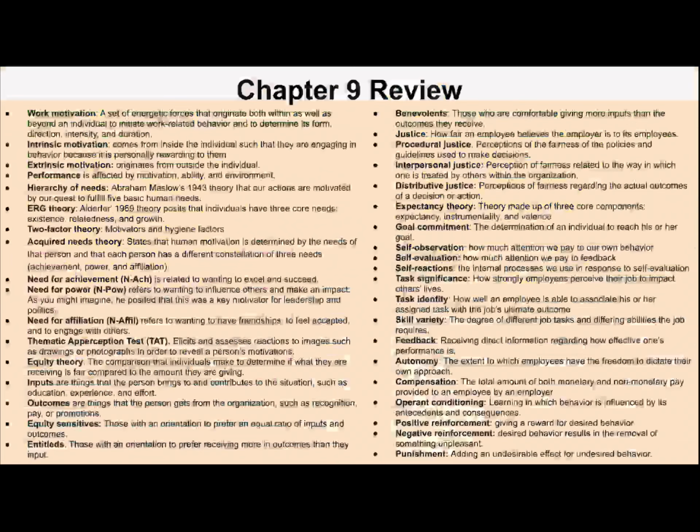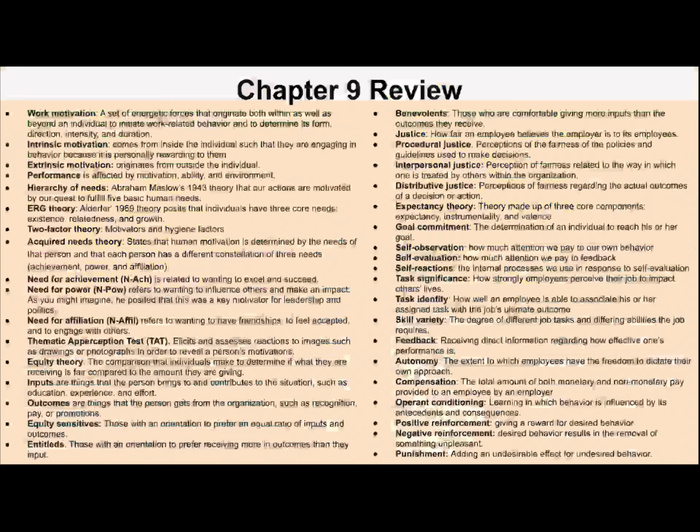Goal commitment is the determination of an individual to reach his or her goal. Obviously, high goal commitment results in high motivation. Interestingly, researchers have also found that the harder the goal is, the more motivation the person will have. Talking about Bandura's self-reflection, we have self-observation, how much attention we pay to our own behavior, self-evaluation, paying attention to the feedback, and self-reactions, how we process that feedback.